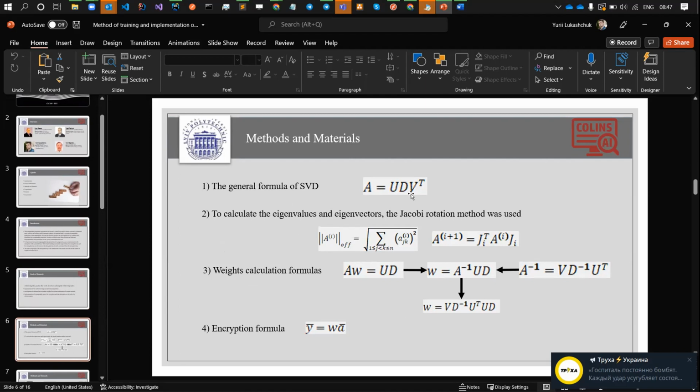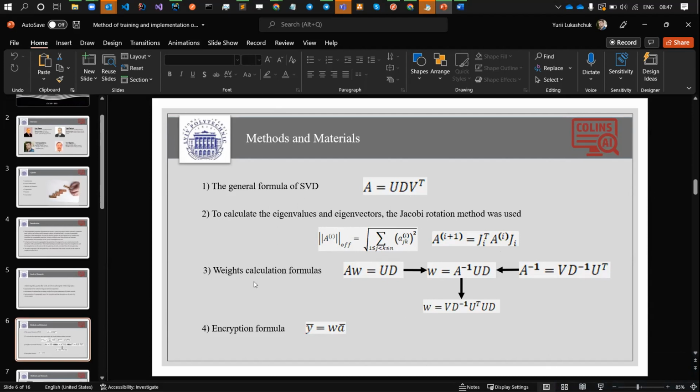To calculate the eigenvalues and eigenvectors, the Jacobi rotation method was used, in which the eigenvalues and eigenvectors of the symmetric matrix are calculated by iteration. This process of calculating eigenvectors is known as diagonalization. The essence of the Jacobi method is to construct a sequence of orthogonal similar matrices which converge to a diagonal matrix, on whose diagonal are the eigenvalues of the matrix. You can see here formulas to calculate the diagonal elements and to find eigenvalues.